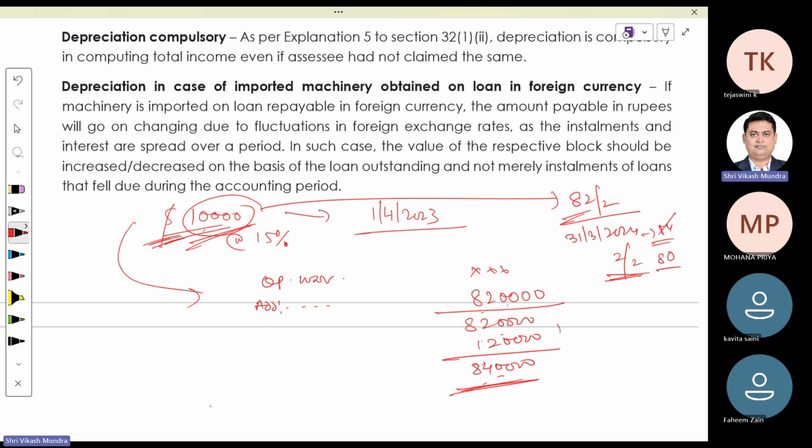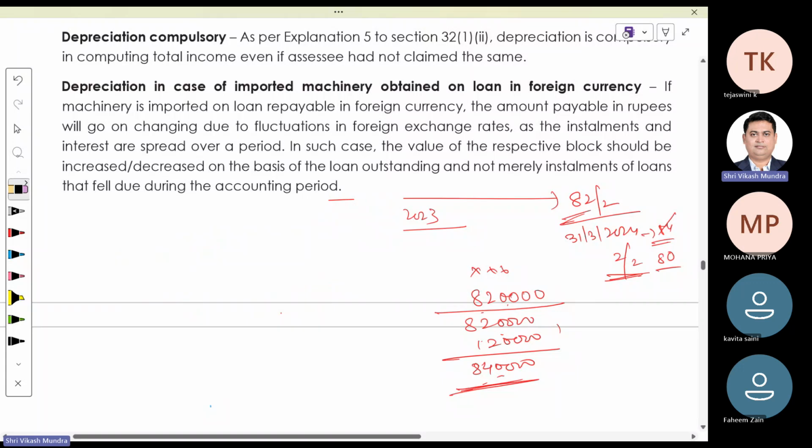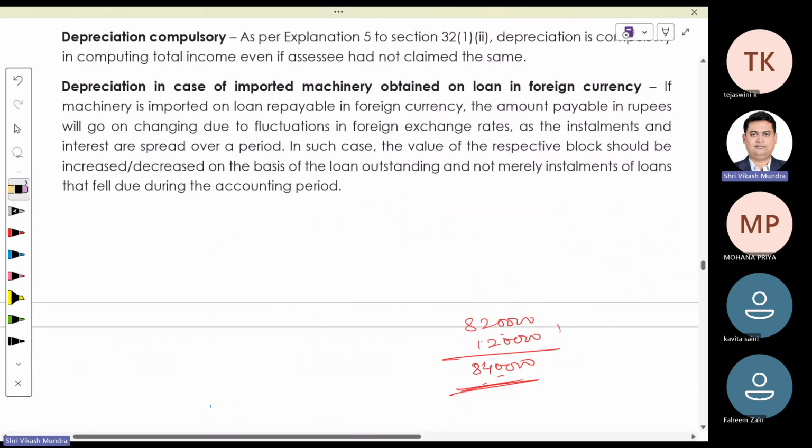It is not that we are supposed to adjust this exchange difference only in the first year. Whenever this exchange difference occurs in any subsequent year, we are required to adjust our block accordingly. If our liability is increased, then we are supposed to add the value in the block. And if our liability is decreased, then we shall reduce our value in the block. Is it clear? After adjusting this exchange difference, we shall calculate depreciation as we already discussed. Done? Clear?